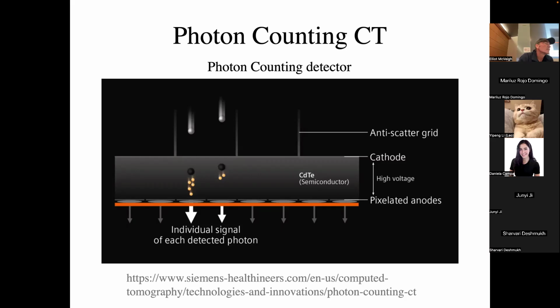I noticed that you have the pixelated anodes. So what prevents it from scattering inside the semiconductor, so it actually goes to the right one? Yeah, that's a great question. I don't know the answer to that. Is it just fine enough? If I have an X-ray detected here, it doesn't go to all of these. It just goes to this one. There's probably a depth. I'm not sure if this is drawn to scale, right?